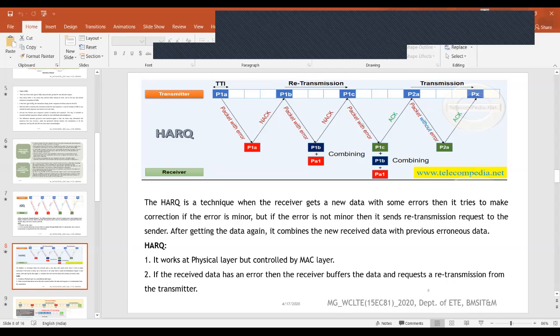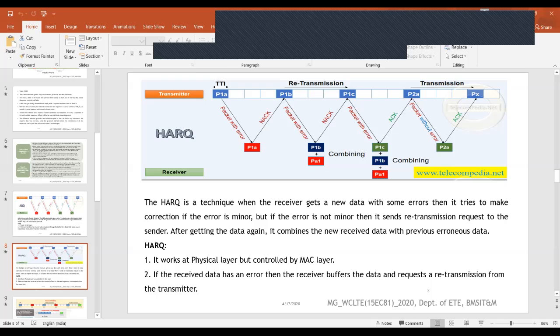Then still it is receiving the packet with errors. So it will combine 1A, 1B, 1C. So it keeps combining at the receiver. That is why the buffer is required. Okay. Now, after combining, it finds that the packet is fine. Then it sends a positive acknowledgement to the transmitter. So it keeps repeating that process.